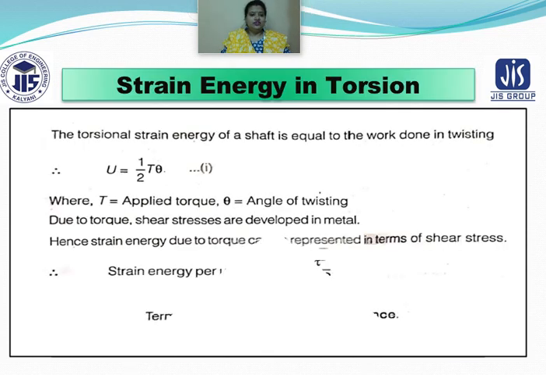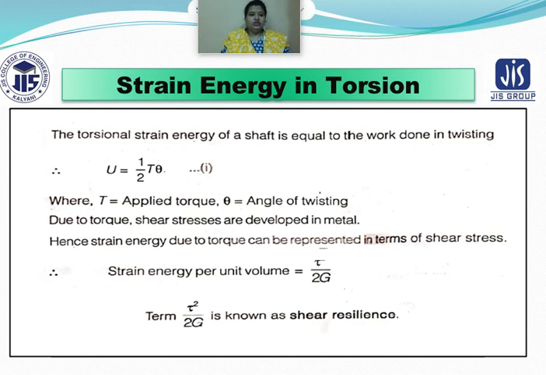Now we are talking about the strain energy in torsion. The torsional strain energy on a shaft is none other than the work done in twisting. So just remember, total strain energy is equal to your work done in twisting. When you are performing the twisting, some work is done on the shaft, and that is equal to your torsional strain energy. Torsional strain energy is represented by U, and the formula is half into T into theta, that is half into torque into angle of twist. T is the applied torque and theta is your angle of twist.